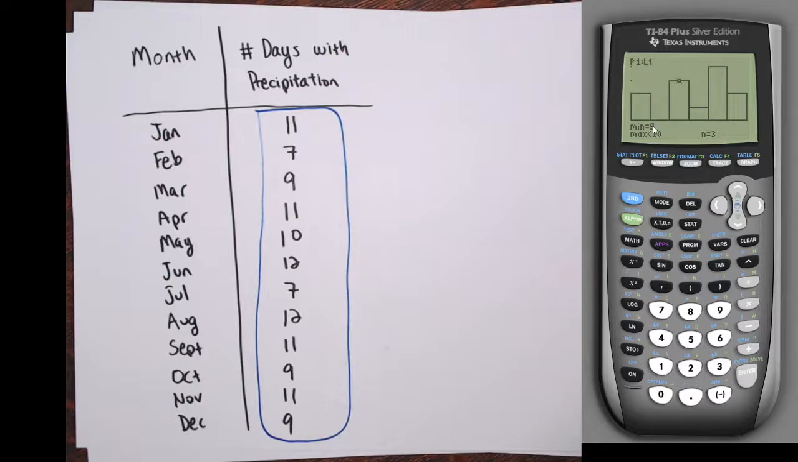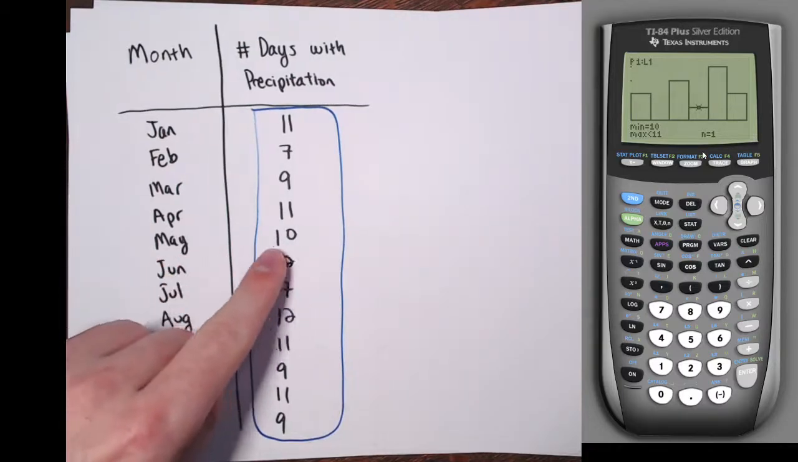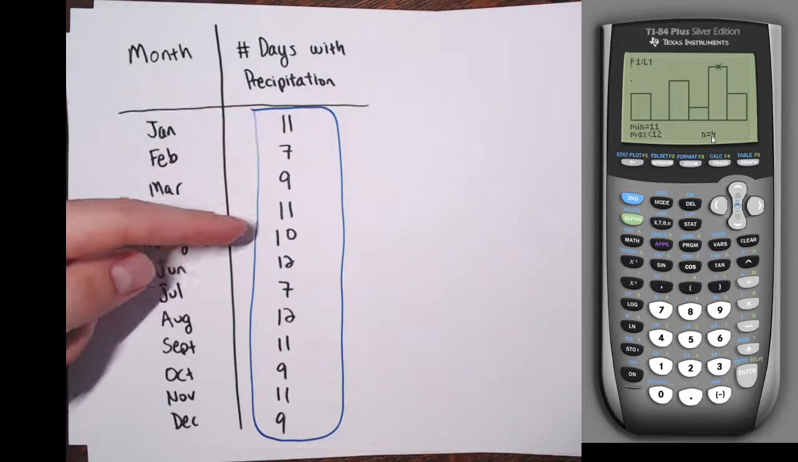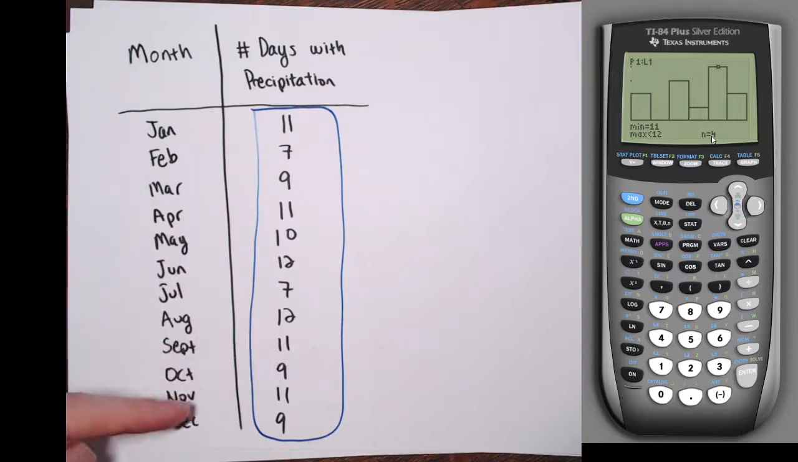9 to 10, but less than 10, so how many have 9 days of precipitation? 3, right? That was March, October, and December. How many had 10 days of precipitation? 1, right? 1 month, May, had 10 days. How many had 11 days? 11 but less than 12, so just 11. 4 months had 11, right? January, April, September, and November.